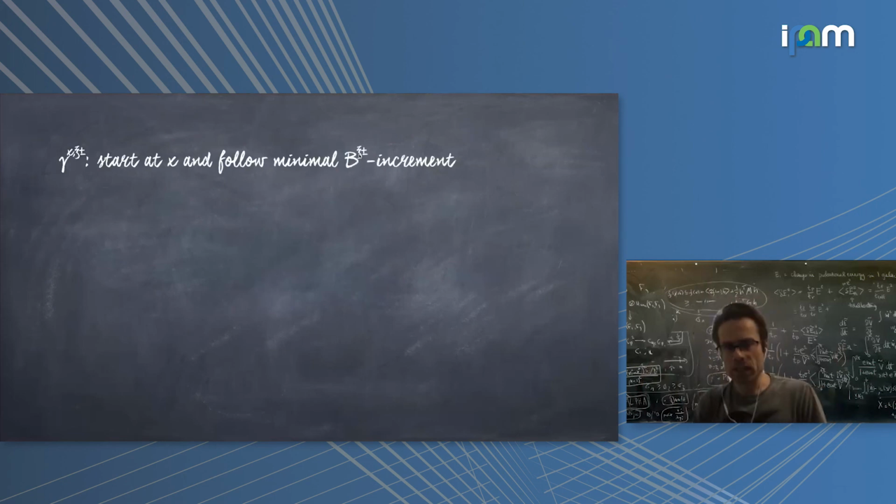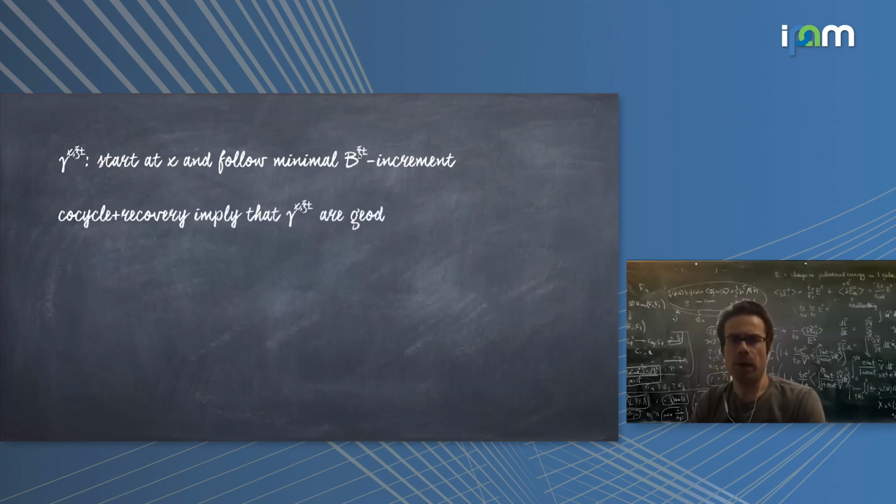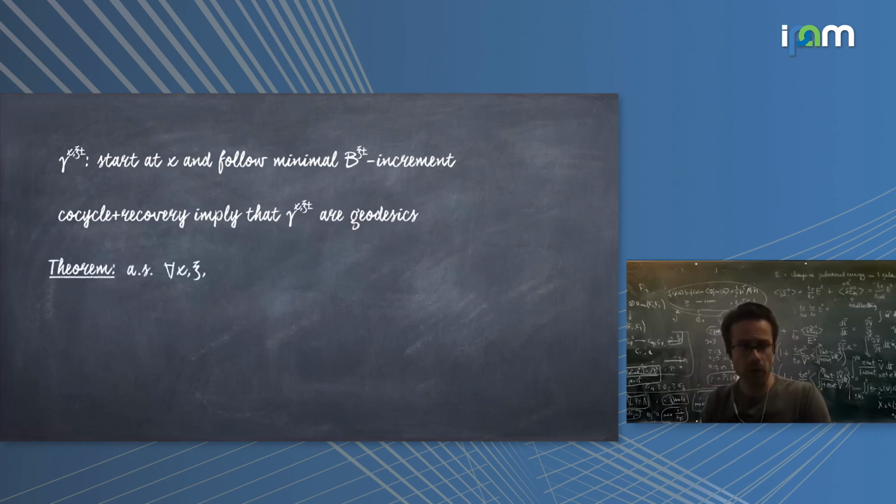For example, I always take E1. Okay, and so then you get a path, a semi-infinite path, starting at whatever point you want. And it turns out that the cocycle and recovery properties imply that this path that you get is actually a geodesic. So now there's a machine that out of the Busemanns creates geodesics. And using that, you can prove the following theorem.